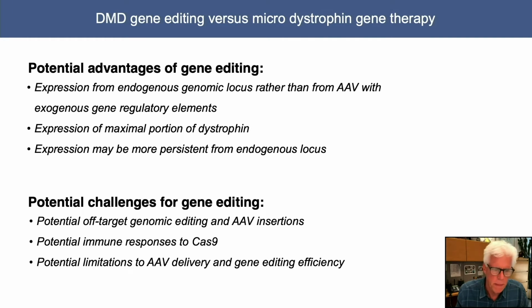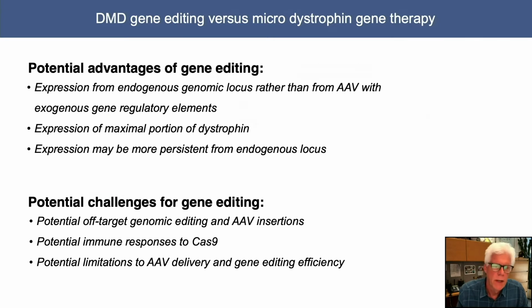Next slide, please. What are the potential challenges for gene editing? One is the potential for off-target genome editing. Might editing take place at a place we don't want it to occur? The second is the potential immune responses to Cas9. And lastly, the limitations to the efficiency of gene editing. Many of these are theoretical challenges, but thus far they haven't been shown to be major challenges to this technology.